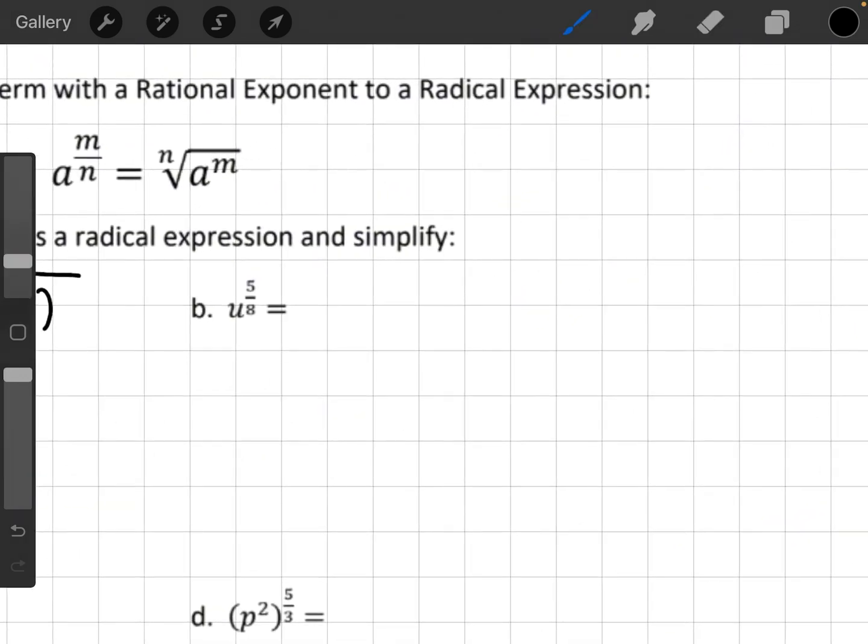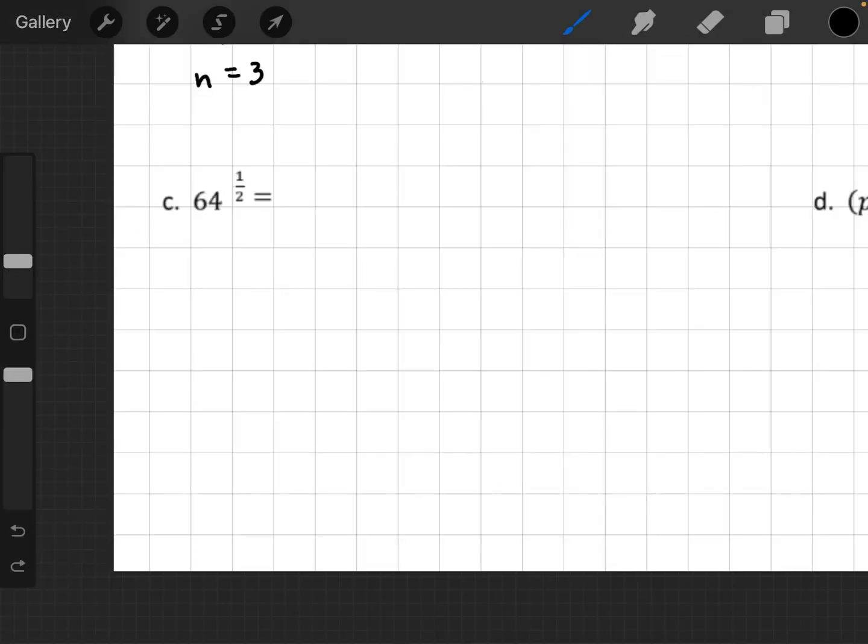For the second example, we can rewrite it using this formula up here. So we take our n, which is 8, so the 8th root of u to the power of 5, to factor out and leave on the outside. So this is its simplest form. For our third example, 64 to the power of 1/2, we'll rewrite as the square root of 64. Now the square root of 64 is 8. So that's our final answer.